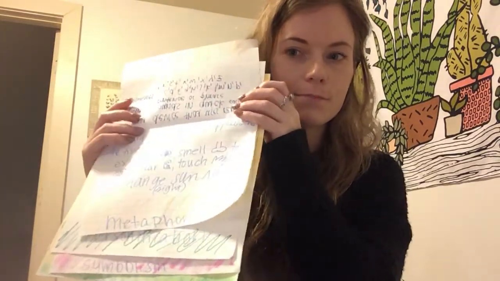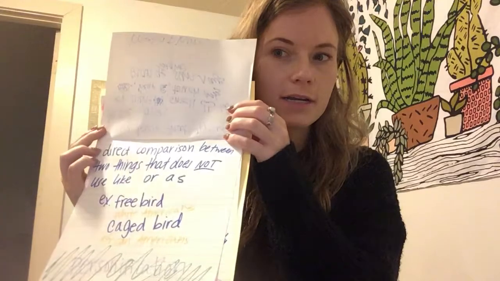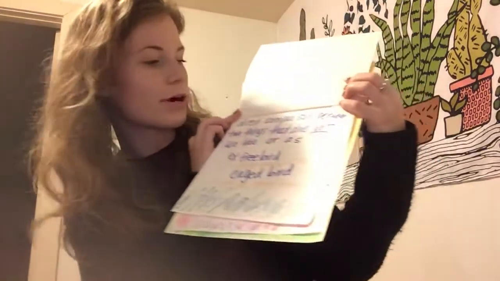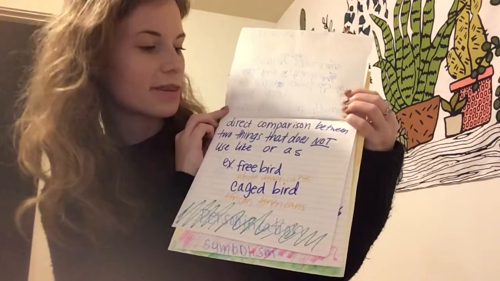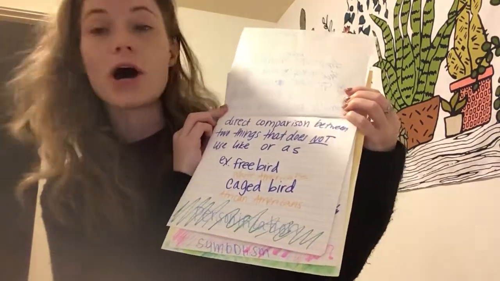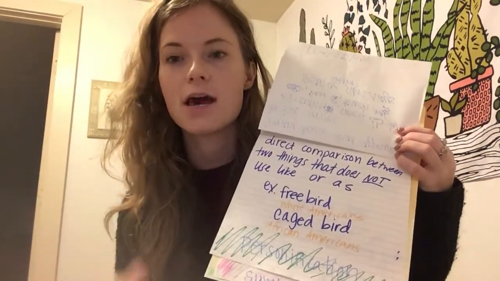So, metaphor. Sorry, my friends, we're all human, we make mistakes. Metaphor is the next one. So a metaphor is a direct comparison between two things, and it does not use like or as. So a metaphor is different than a simile. We've gotten these confused in the past. A metaphor is a direct comparison that does not use like or as.